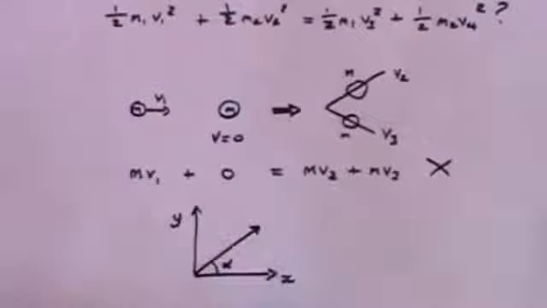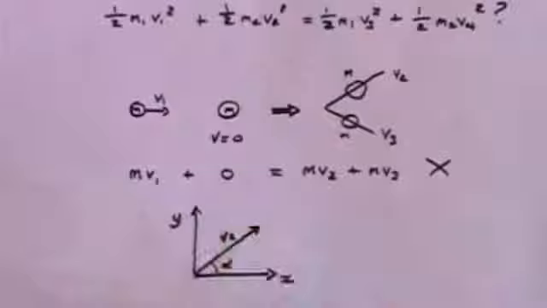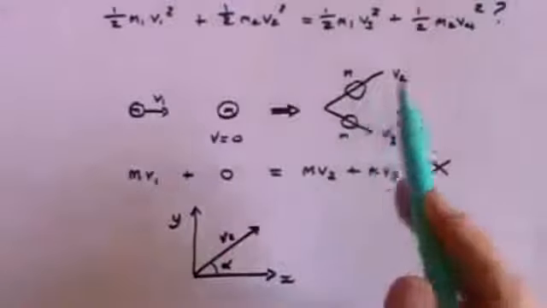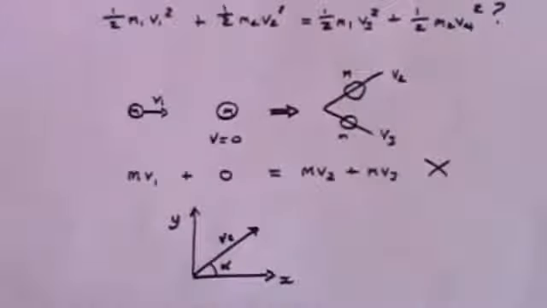Remember that vectors have two qualities. They have magnitude and direction. The magnitude of this velocity is v2. The angle is alpha, and that determines the direction. It is at an angle alpha to the x component or the x coordinate.